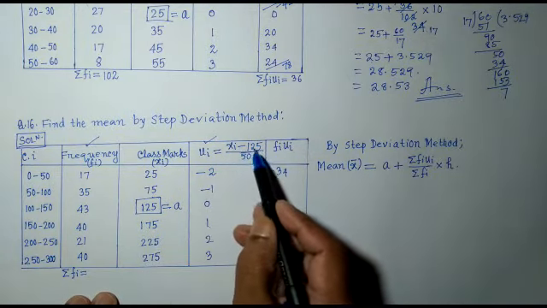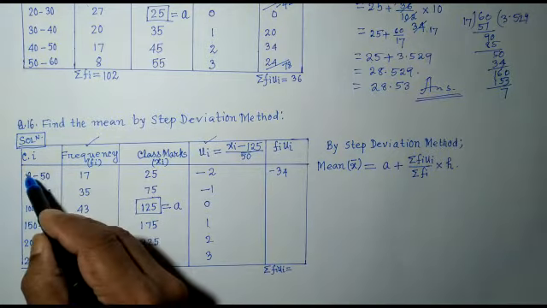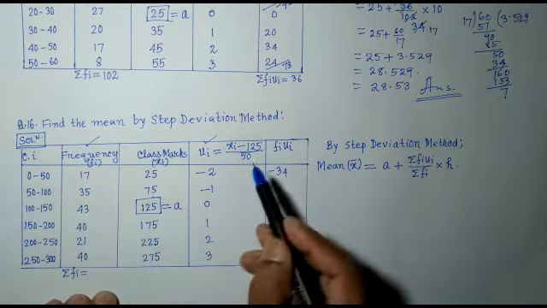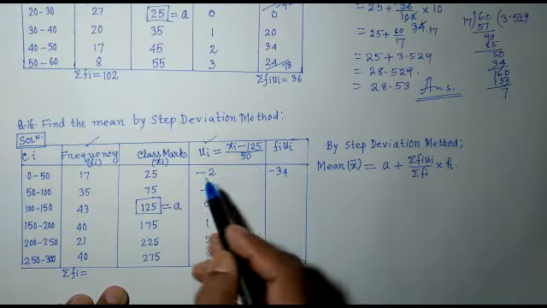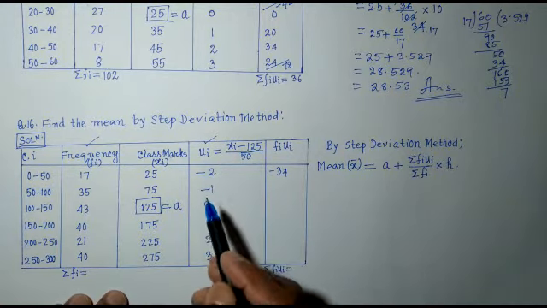So (Xi minus 125) by s is 50. s is called class size. So look at the class size again: upper limit minus lower limit, 50 minus 0 is 50. That is the class size, s equals 50. And now to calculate the value of Ui, see how to do it quickly.